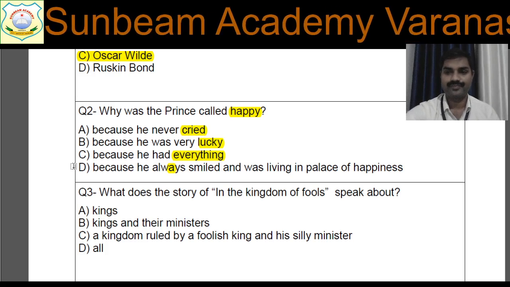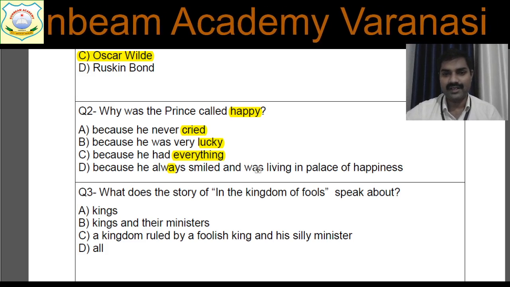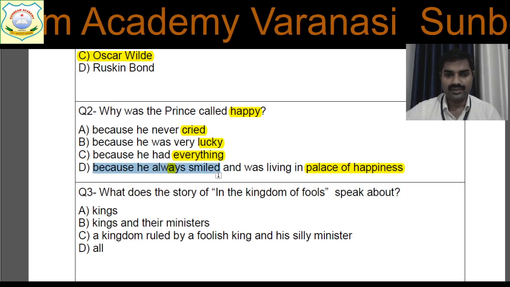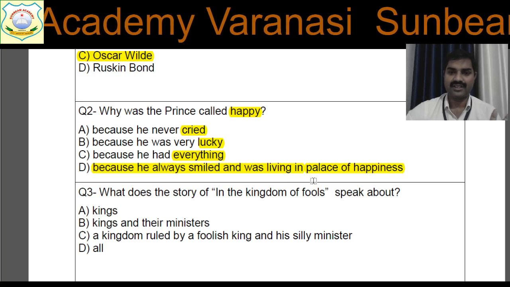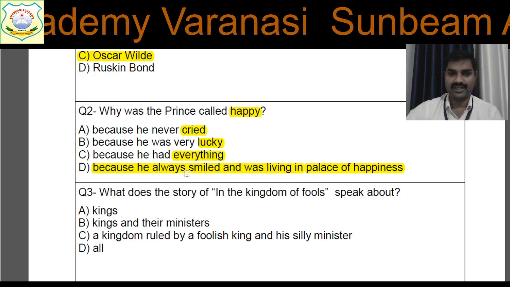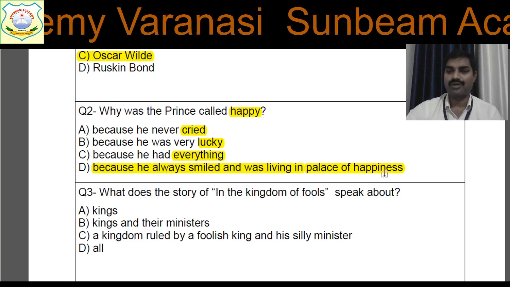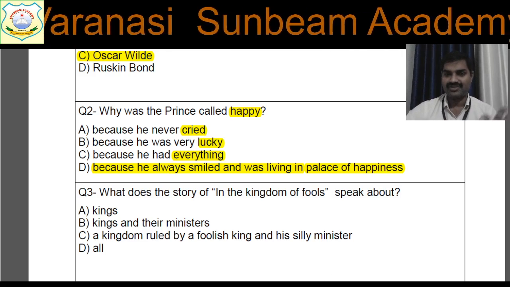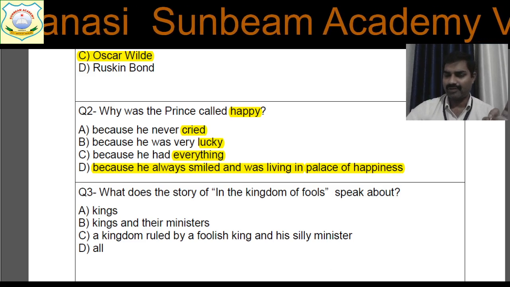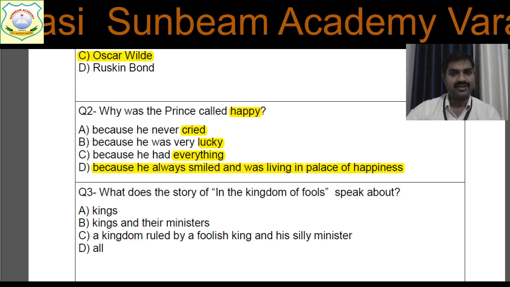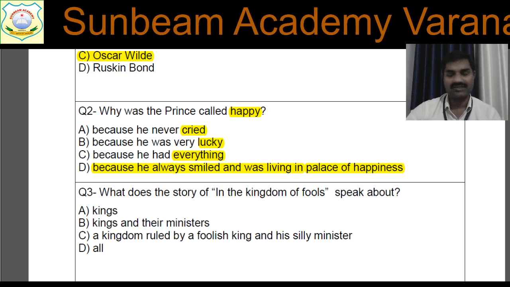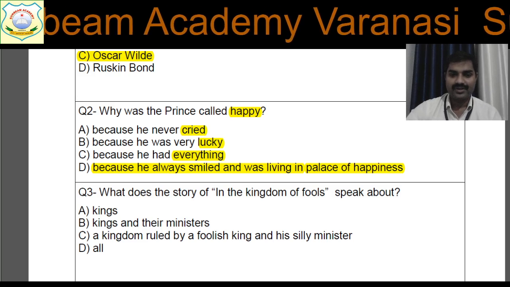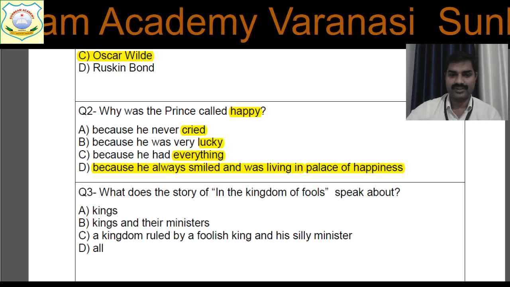So, because he always smiled and was living in a palace, here this is appearing the most appropriate. In the story, if you remember, it was said that he never cried, and it is written that he always smiled and was living in a palace of happiness. Means his entire world was of happiness. Means there was nothing which you may consider a reason for his cry or suffering. Everything around him was a matter of happiness. Okay, so the fourth option is the most appealing option here.